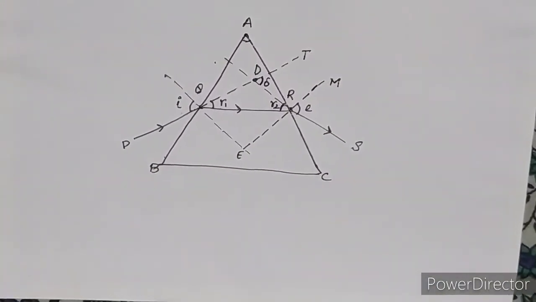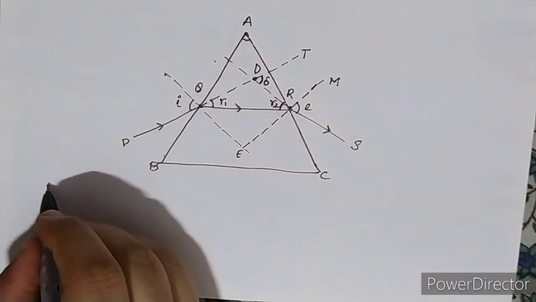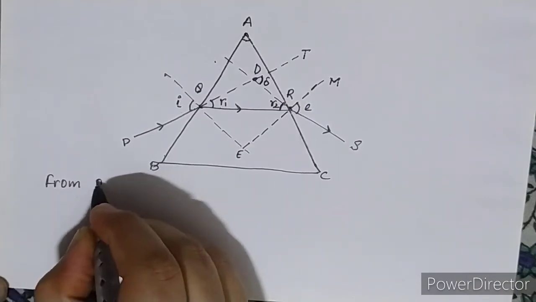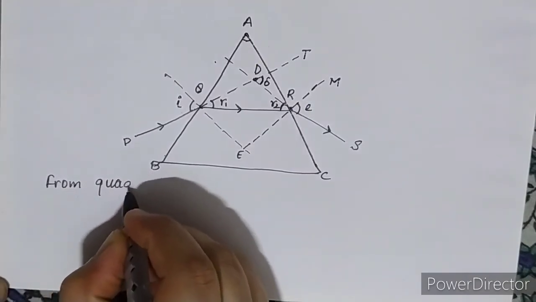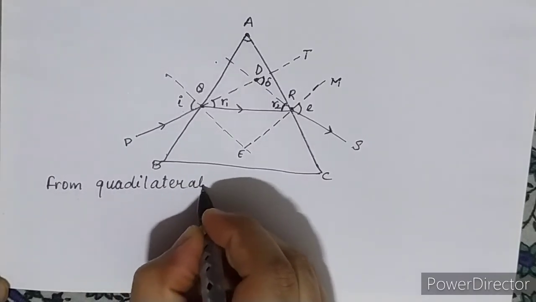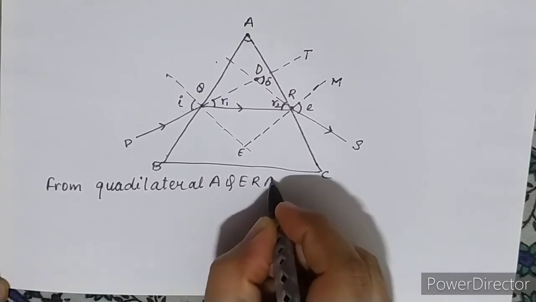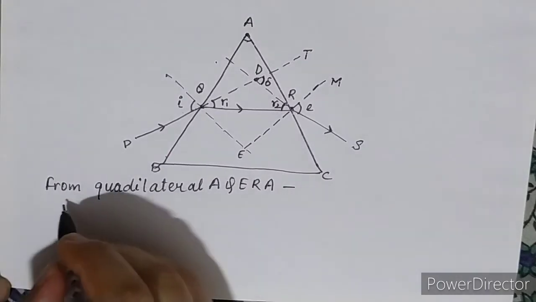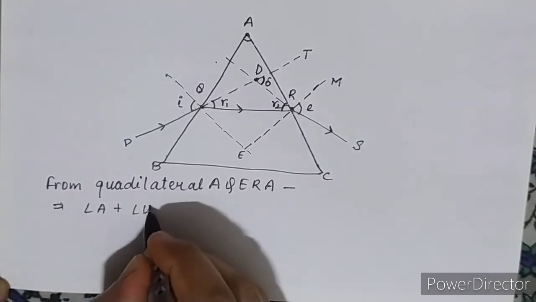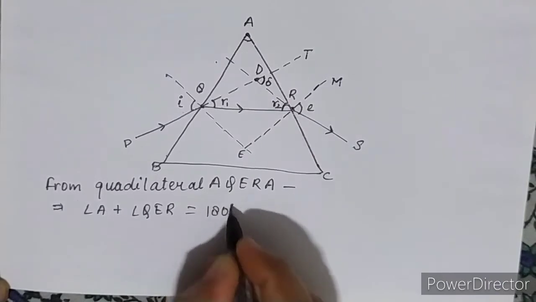Okay, so from quadrilateral AQERA, okay, angle A plus angle QER is equal to 180 degrees.